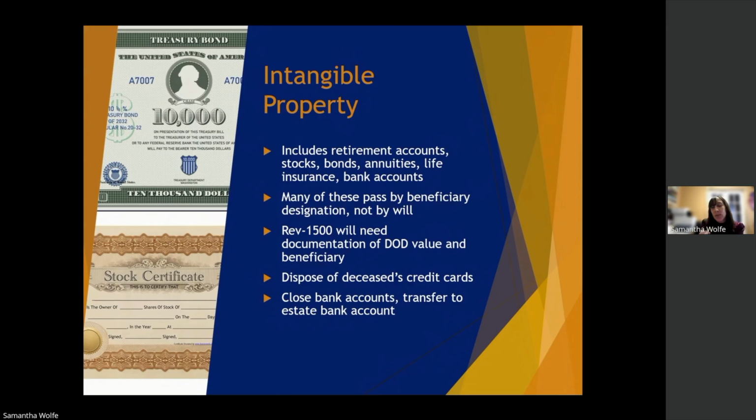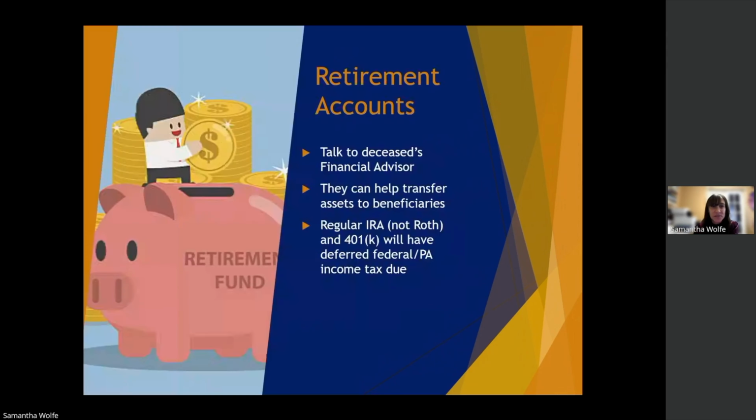So for example, if we have a bank account that was in the decedent's name, as soon as they die, that's frozen. We get the executor appointed, they provide the bank with the documentation, they close out the decedent's account, and they open one in the estate account. They have to get an EIN, all of that good stuff.